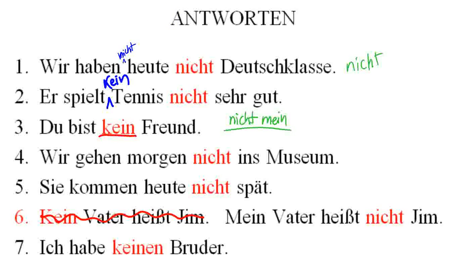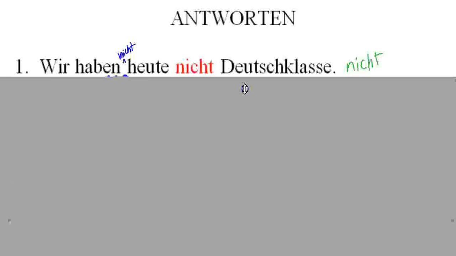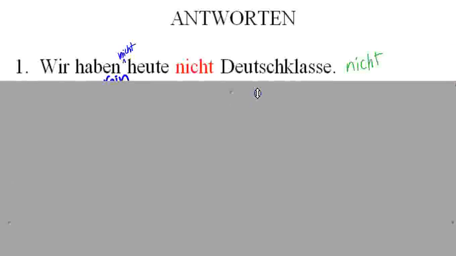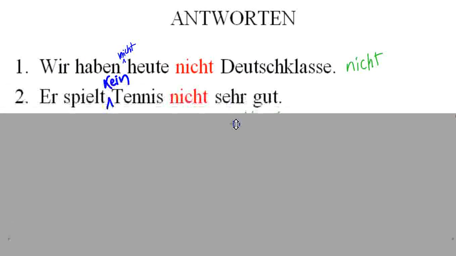All right, so this gets a little crazy because there's lots of different ways. So I'm going to show you my gut and then other options. So, wir haben heute nicht Deutschklasse. So you can negate Deutschklasse. If you put nicht here, you're negating today. You could put nicht at the end of the sentence. So lots of different answers.